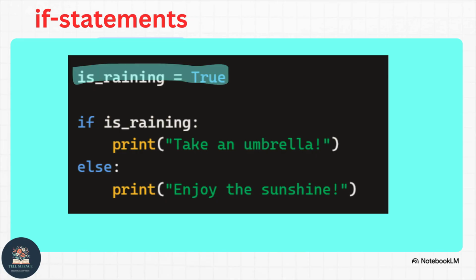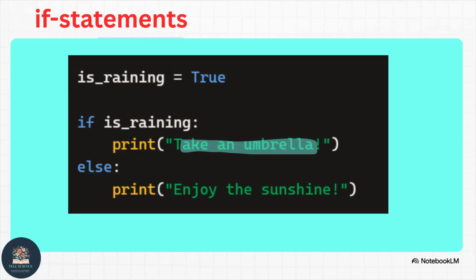So when the if statement checks it, the condition is met, and the program runs the code inside to print, "take an umbrella." But if is_raining were false, it would completely skip that part and jump right to the else code. The Boolean is literally acting like a traffic cop, directing the flow.